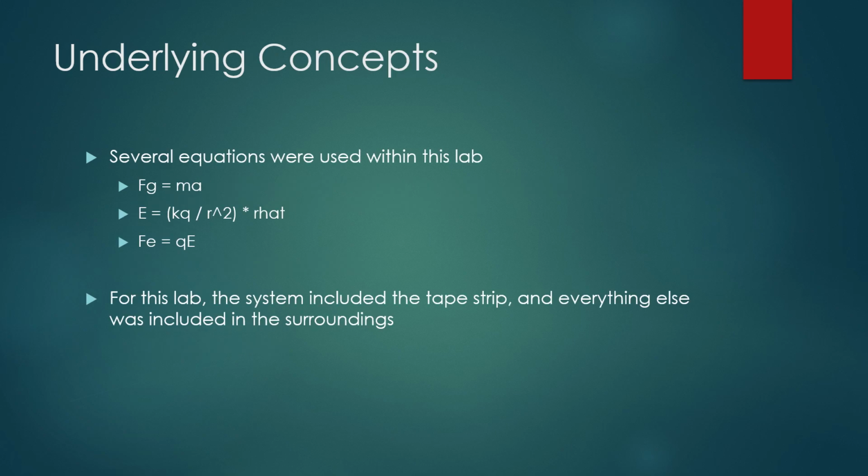Several equations were used within this lab. The first is F_g equals mg, which is the force of gravity. E equals kq over r squared times r hat, which is the electric field equation. And then F_e equals qE, which is the electric force equation. For this lab, the system included the tape strip, and then everything else was included in the surroundings.